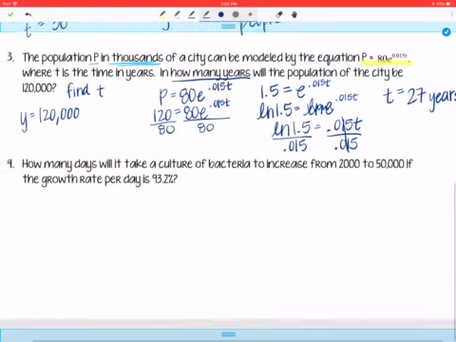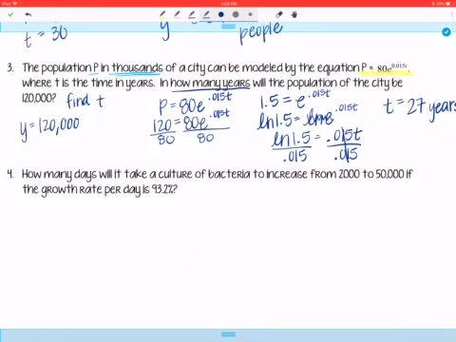Okay. All right, for 4. How many days will it take a culture of bacteria to increase from 2,000 to 50,000 if the growth rate per day is 93.2%? All right, well, I know that I'm growing, so I know that means I need to use my growth formula, A times 1 plus R raised to the T.